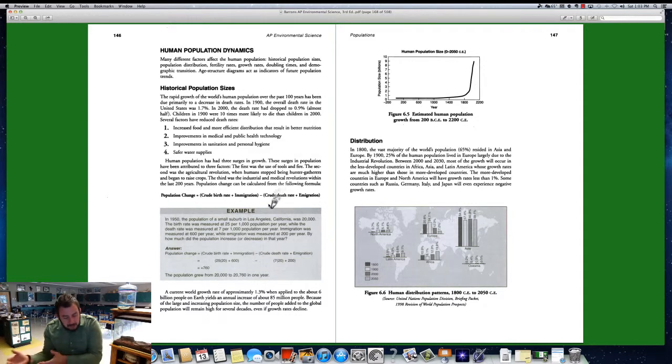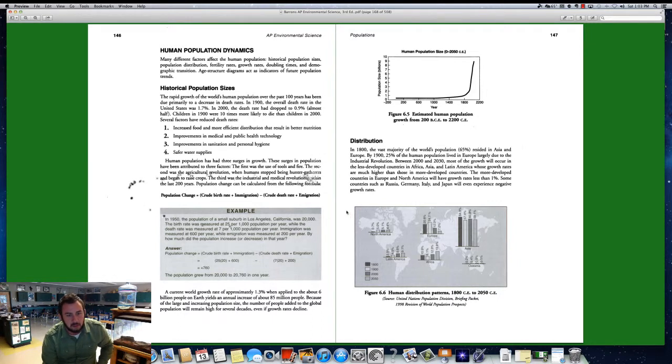Immigration refers to the number of individuals that enter a population we're looking at, while emigration, where the E stands for exit, refers to the number of individuals leaving a population. So population change is calculated like this: you've got crude birth rate plus immigration, those are all increasing populations. You then subtract the number of deaths, crude death rate, plus emigration, so people leaving. That's how you calculate population change.